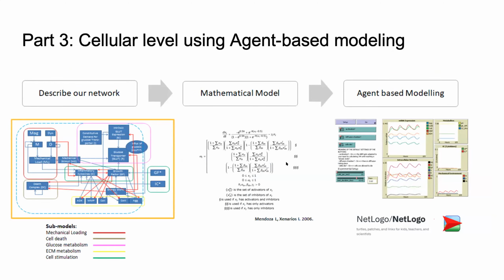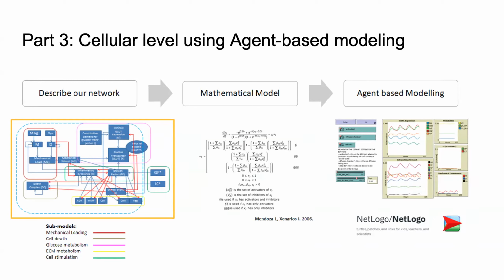Okay, so in the last part of our hands-on, we will jump from this tissue level that Dimitrios was talking about to the cellular level. For that purpose, we first describe our network as single elements divided into different submodels, including the mechanical load, cell death, glucose metabolism, stoichiometric metabolism, and cell stimulation, that interact between them, activating or inhibiting.